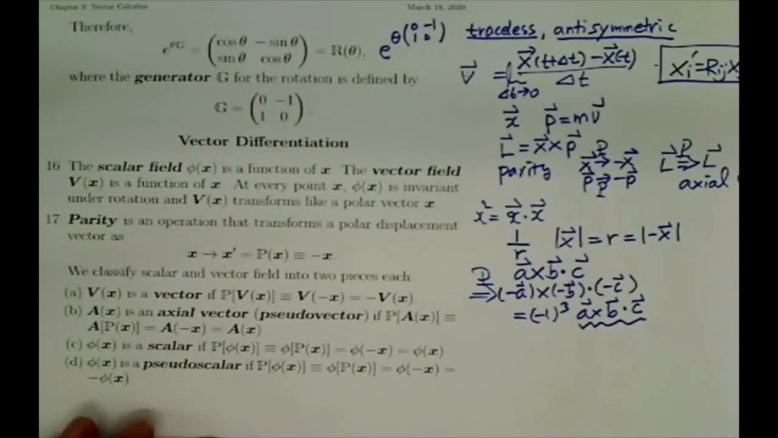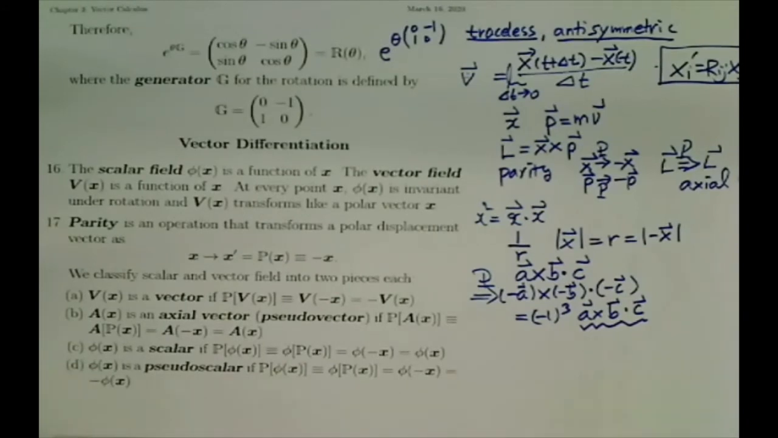Next, we consider vector differentiation. A field is a function that depends on the positions. The position vector x has 3 components, x1, x2, and x3. And if the value of the function is a scalar, then we would say it is a scalar field. A field is just a function of spatial position, vector x, polar vector x.